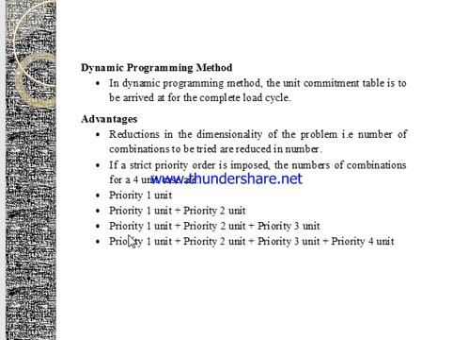What the advantage is, in this case, if a strict priority order is imposed, the number of combinations will be a good one. For example, if we are considering 4 units, then we could have the priority of 1 unit, or the first and second, the first, second and third, and the first, second, third and fourth. Likewise, priority-wise, it can be easily listed.